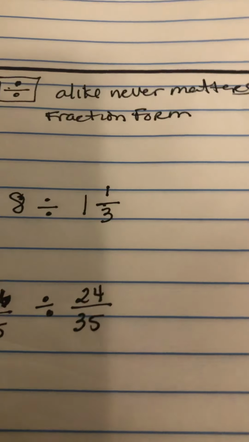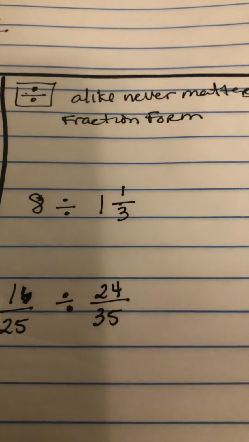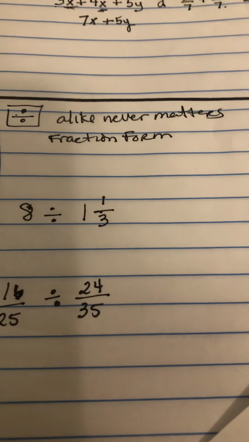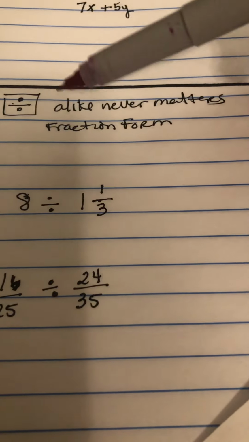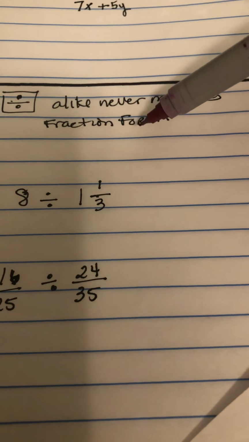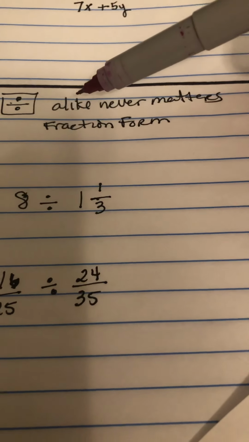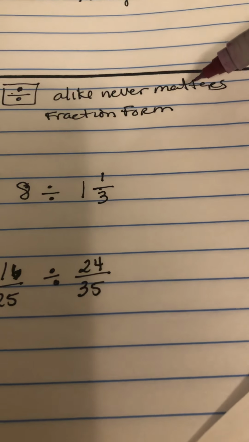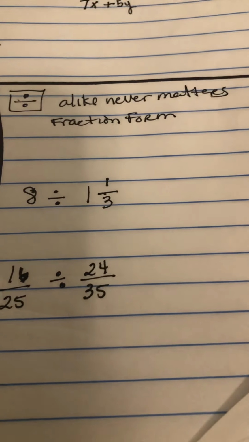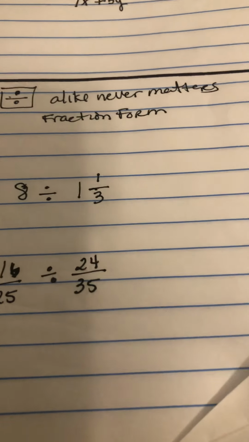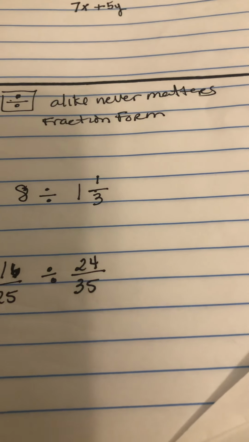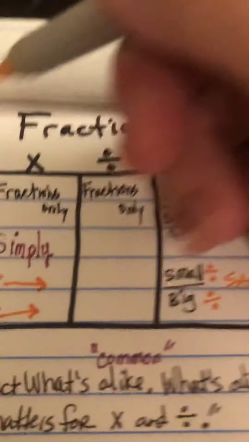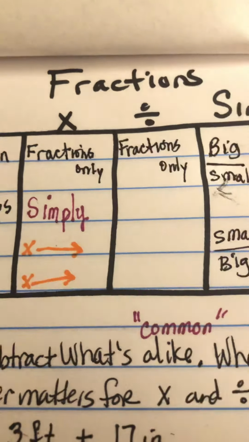Okay, lastly, we're going to talk about division. And division can't be done the way it is. We do know that we have to have fraction form. I told you that before. It does not have to have common denominators because a like never matters for multiplication and division. But the deal is you can't do the division. It just doesn't work. So what we're going to do, though, is we can turn it into multiplication.